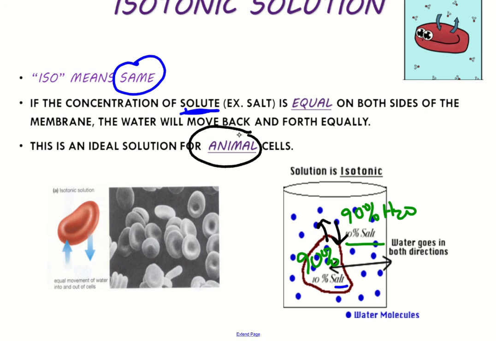This is ideal for animal cells. Here's your red blood cells right here, kind of staying the same shape. If you've ever needed an IV, it is not simply just pure water. It is a collection of water and salt to try to mimic the blood concentration to maintain isotonic solution.